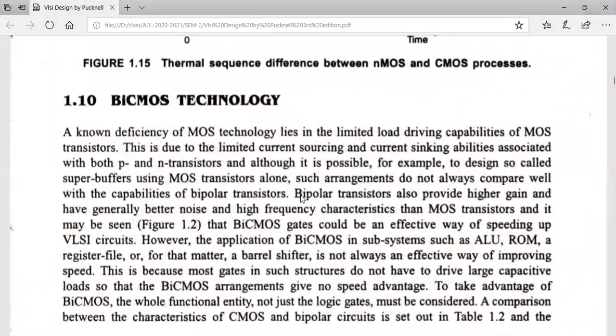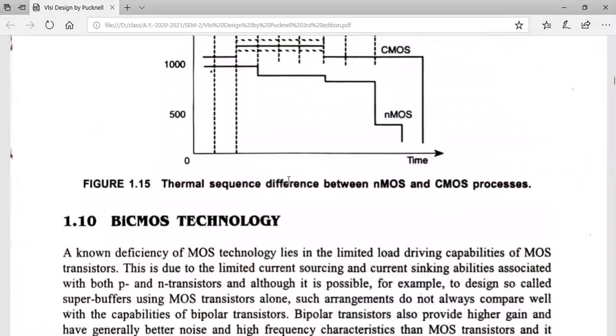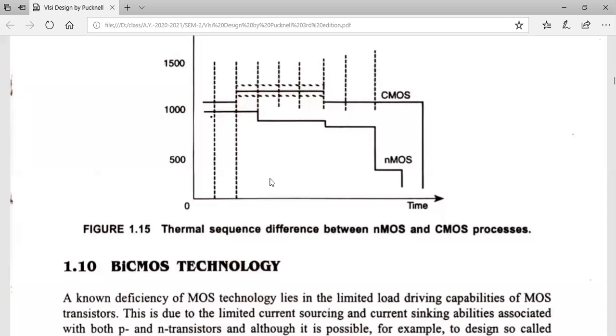So in the next class, we'll discuss the other topics. By next class, we will get thorough with the NMOS fabrication process, the PMOS fabrication process, and the CMOS fabrication process, all the three methods, right?